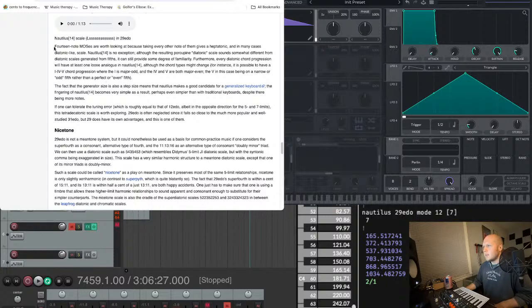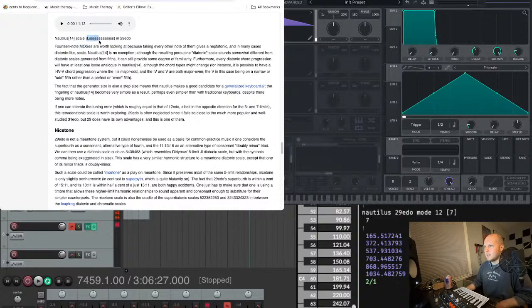It's set on here 14-note mosses. So a moss is just a type of scale, short for moment of symmetry. And I think it comes from Erv Wilson, the music theorist who sort of first started exploring these. But basically, like, the diatonic scale is a moss.